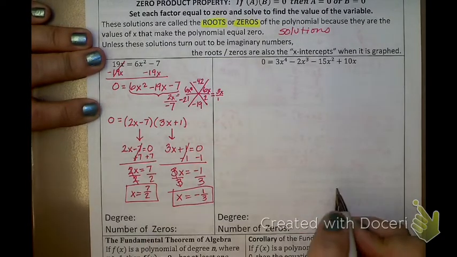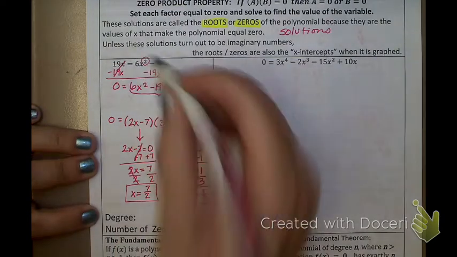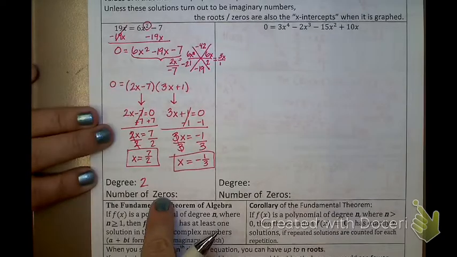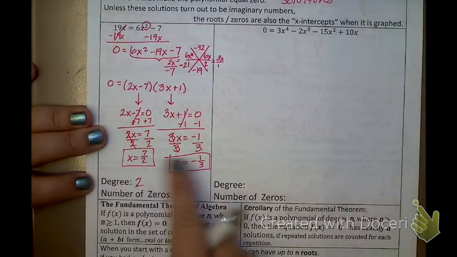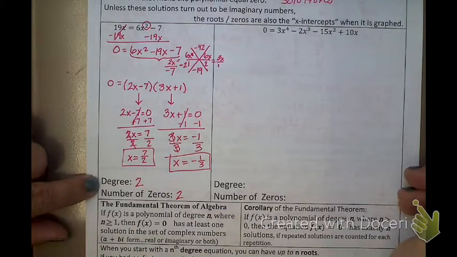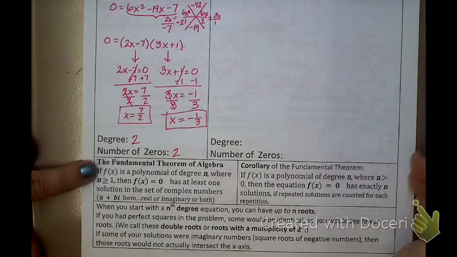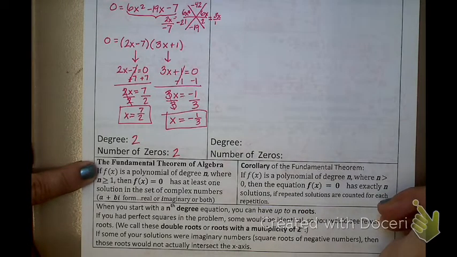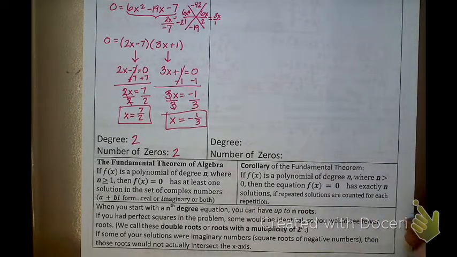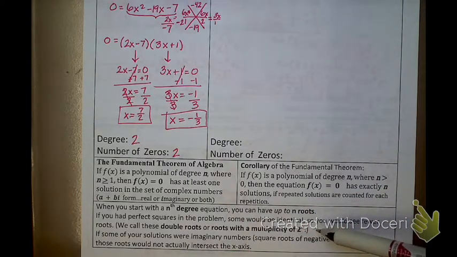So, going back to the beginning, what was the degree of my original equation? The highest exponent was a 2, so the degree was 2. How many zeros or roots or solutions did I find? 2. Those two things should always be the same. Your degree should be always the same as your number of zeros. That's actually called the fundamental theorem of algebra, and the corollary is that the degree and the number of zeros has to be the same. Okay? Now, some of the roots, we may get double roots or roots with a multiplicity, and we'll talk about that tomorrow in the next lesson, the 7.1b.